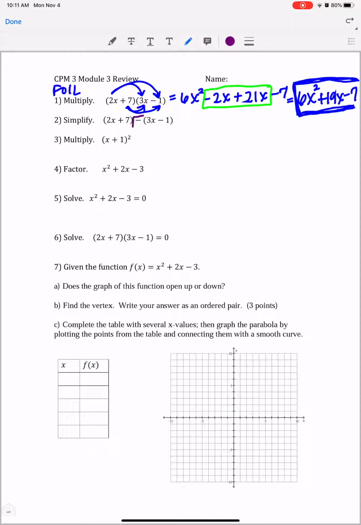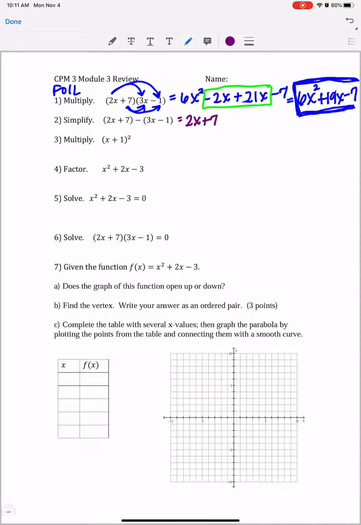On this one, in between those parentheses is a subtraction sign. So I'm subtracting on this one. So in order to do that, I'm going to bring over my first one, which is that 2x plus 7. Nothing changes on that. You can think of that as being a 1 out front. If you distribute a 1, nothing changes.